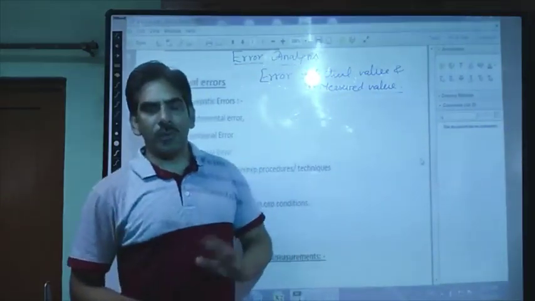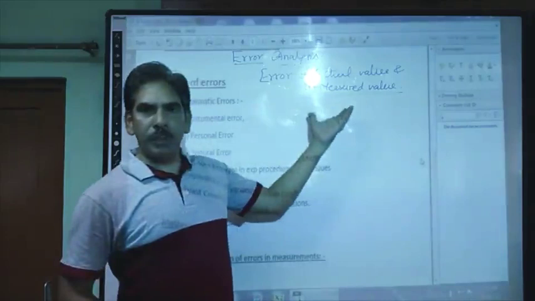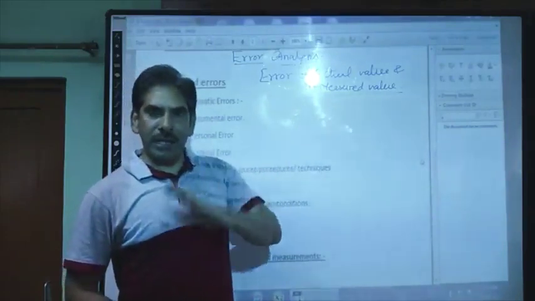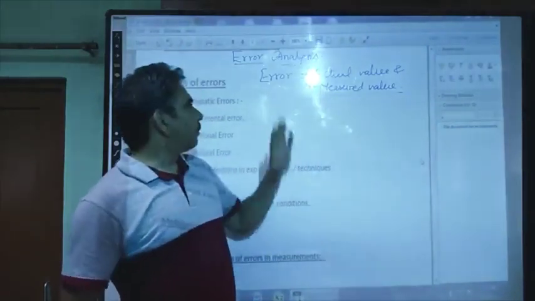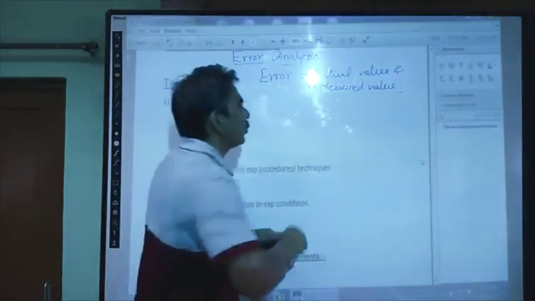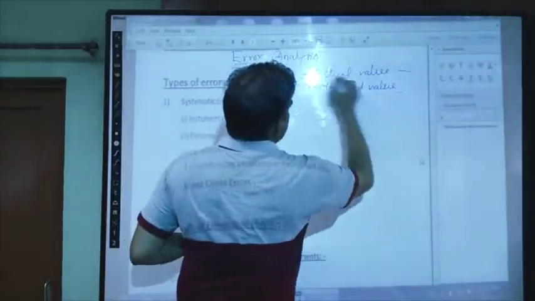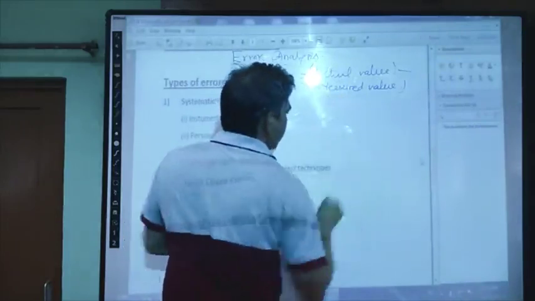If the measured value is more, the error will come out to be positive, and if the measured value is less than the actual value, the error will be negative. So actual value minus measured value is called error.